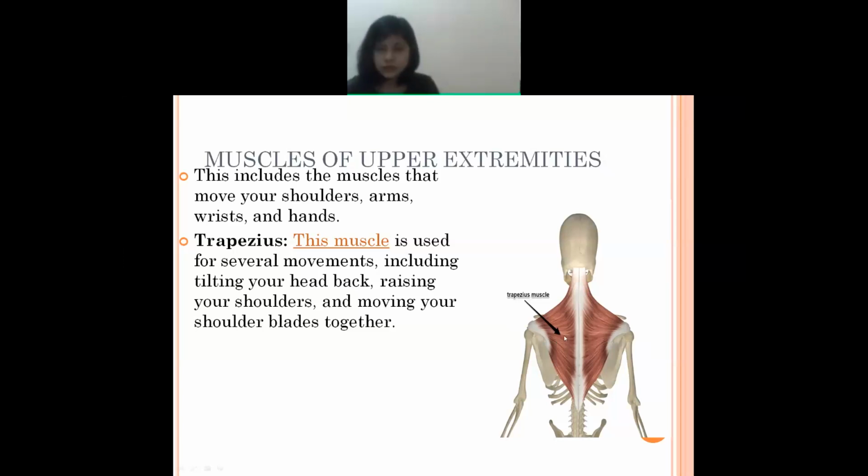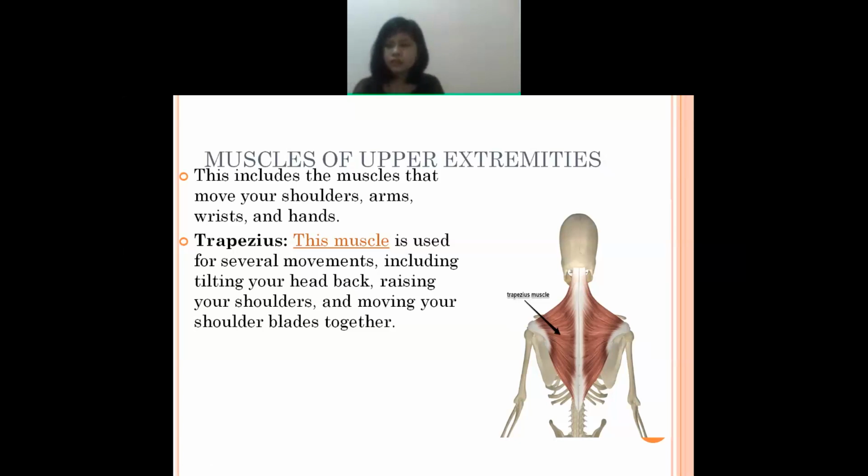So the trapezius muscle, they help you in what? They help you in tilting your head back, means you can bend like that at the back side. It helps you in raising your shoulders, and also moving your shoulder blades together. Understand? Like this. So the trapezius muscles help you in that.